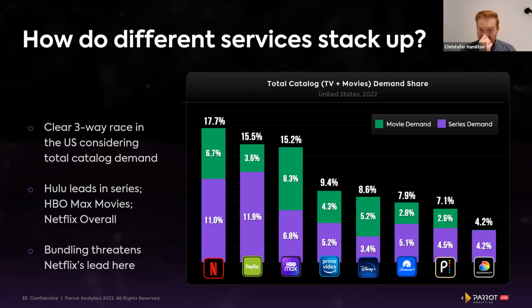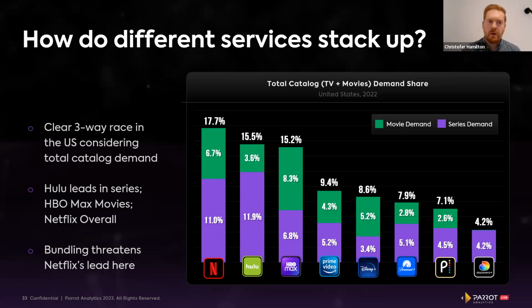streaming platforms. Previously, we've seen the demand share for all series available on these platforms, but I've added movie demand here. So the purple bars are what we already saw with the demand for all shows available on these platforms. But we've added movie demand, and that gives you a full picture of demand for all content available on these platforms, series and movies. And what do we see when we add this in?